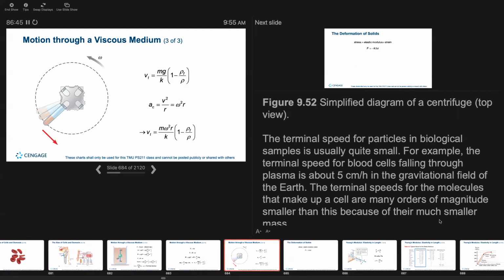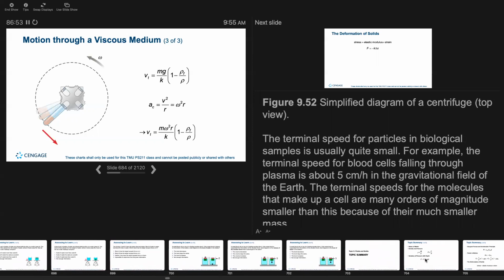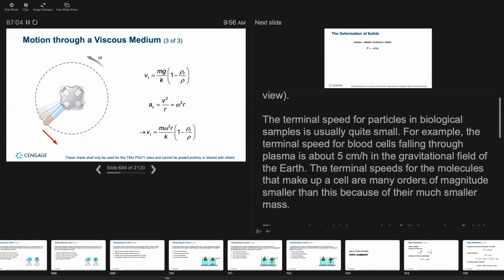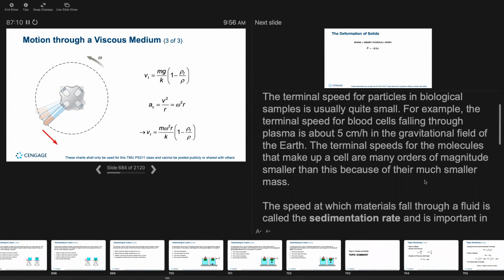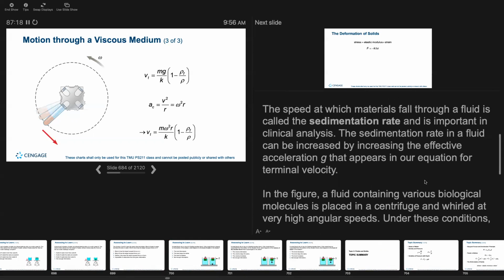So here we have a simplified diagram of a centrifuge. The terminal speed for particles in biological samples is usually quite small. For example, the terminal speed for blood cells falling through plasma is about 5 centimeters per hour. In the gravitational field of the Earth, the terminal speeds for the molecules that make up cells are many orders of magnitude smaller than this because of their smaller mass. The speed at which materials fall through a fluid is called the sedimentation rate and is important in clinical analysis.